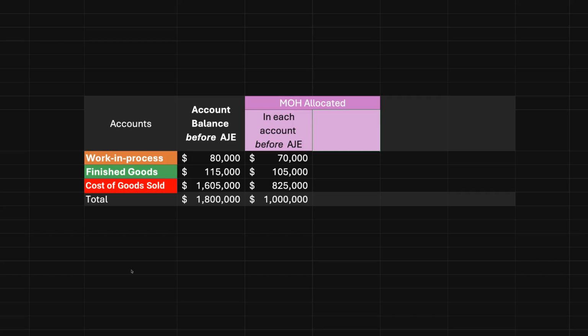Now we need the MOH allocated in each account as a percentage of the subtotal. 70,000 as a percentage of 1 million is 7%. 105,000 as a percentage of 1 million is 10.5%. And 825,000 as a percentage of 1 million is 82.5%. If we total this up, it should equal 100%.